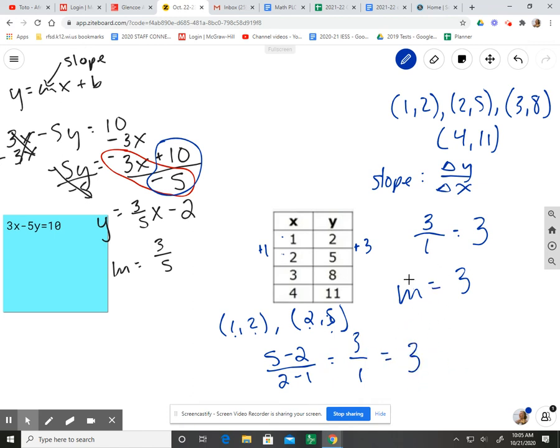All right, so those are the 4 ways that we should be able to find our slope.